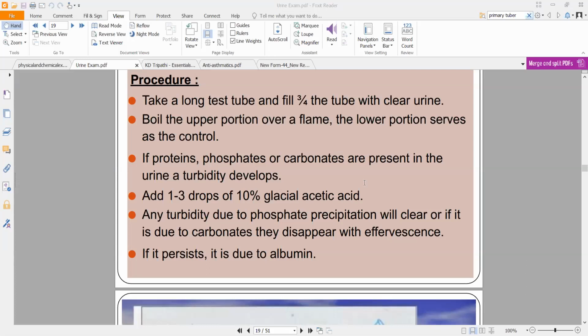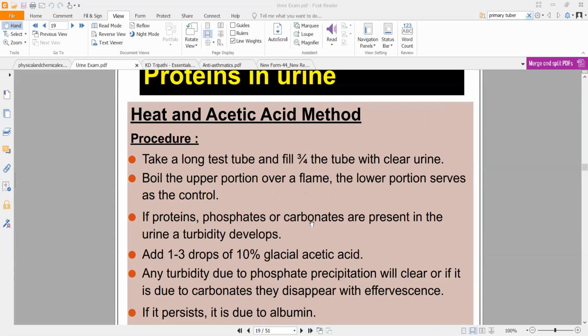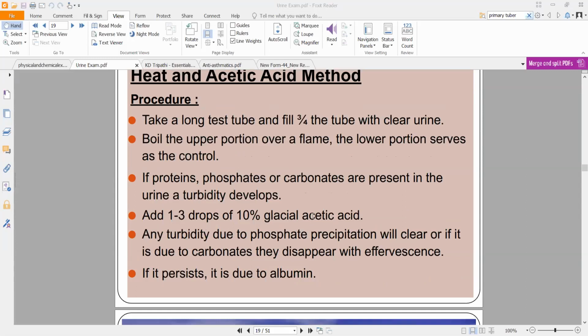Now, if the turbidity is due to phosphates, what will happen? Initially, there will be turbidity, which will in turn become a precipitate, and it will get clear. That is one indication that it is because of phosphates, not proteins. In the same test, the heat and acetic acid test, you'll be able to understand whether the turbidity is due to proteins, phosphates or carbonates. You distinguish that by adding urine in the test tube and then a little bit of glacial acetic acid, 1 to 3 drops.